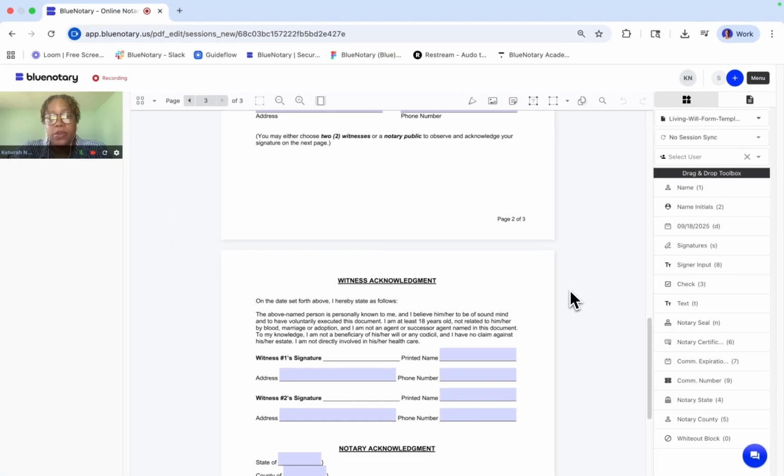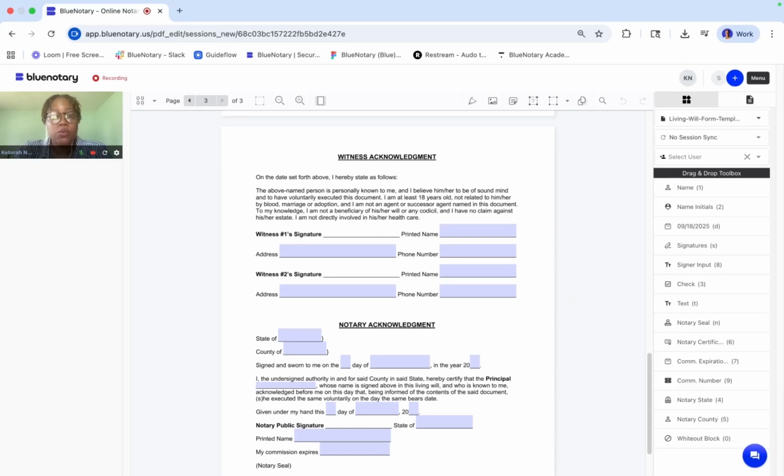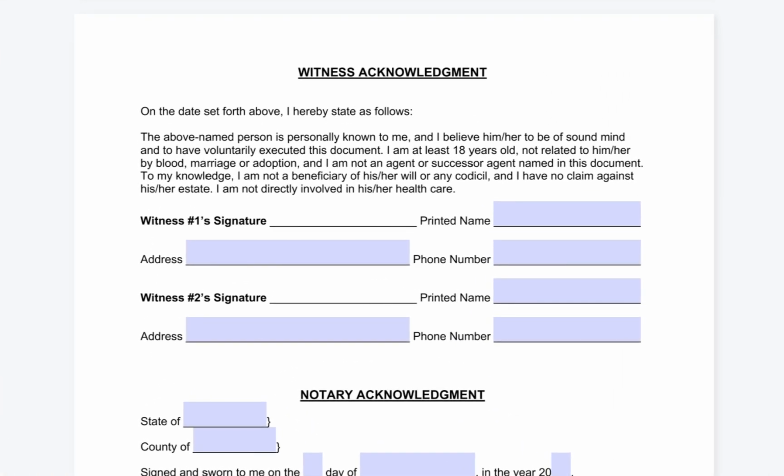So here we have a place for 2 witnesses to acknowledge this living will. And these witnesses can be chosen for us by BlueNotary, or they can be people that have been chosen by us or by the principal. So we want to have them sign and print their name and put their information.